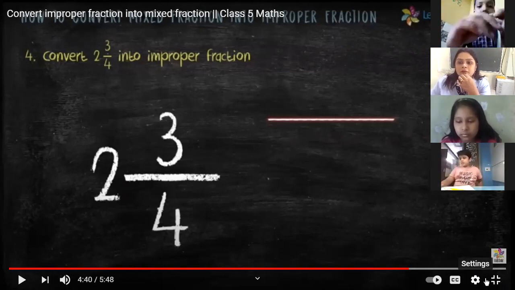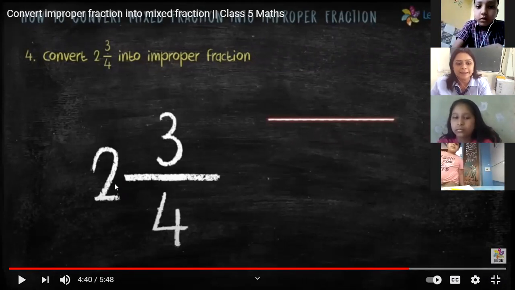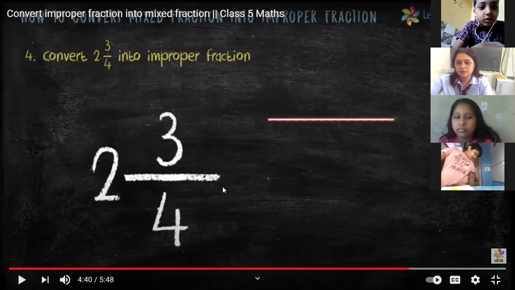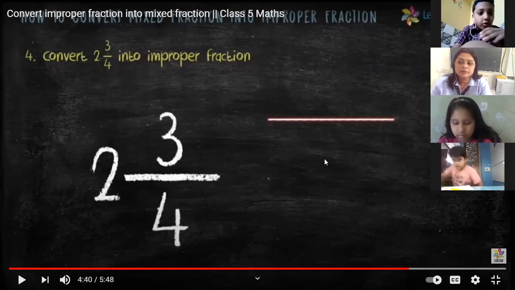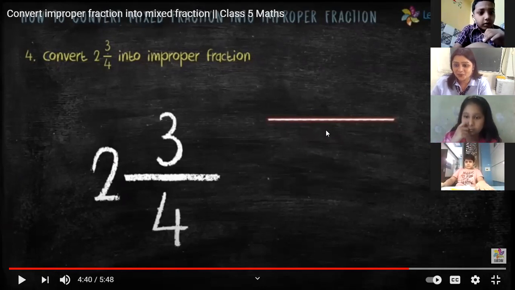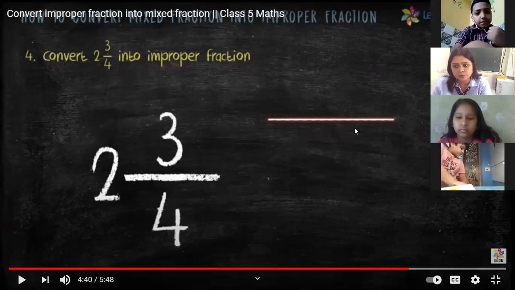Beta, what is our denominator? Ma'am is asking about the denominator. You can take the denominator directly from the mixed fraction. Yes, ma'am, the denominator is 4. Simple. Why are you so nervous right now? The denominator is given, that is 4, and you are going to directly use this 4 as the denominator in the improper fraction also. Okay, beta.